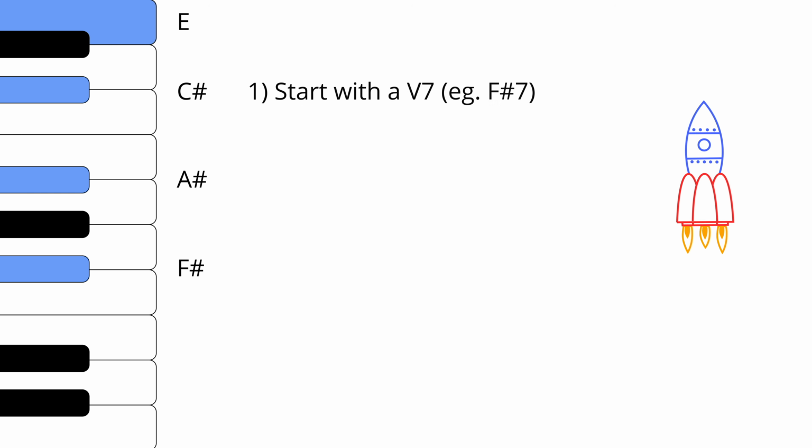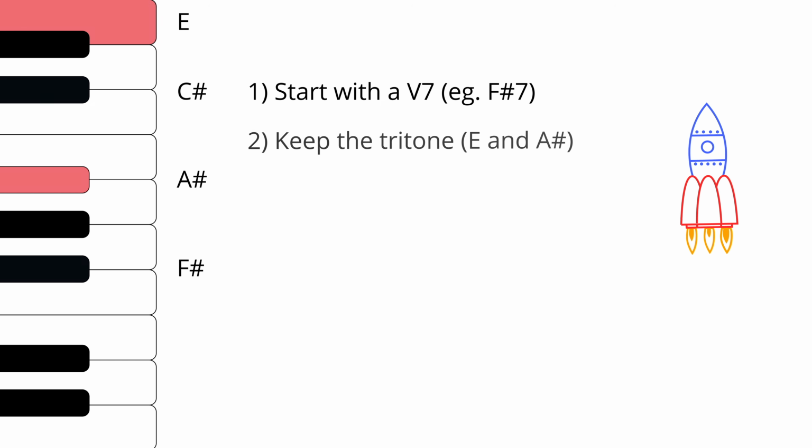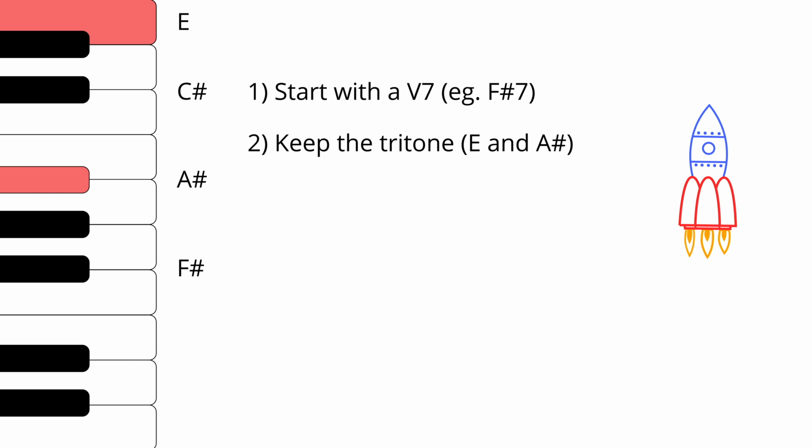But if we want to introduce new sounds and change our musical landscape, then we might consider changing this spaceship with a different one. To create a new chord that is a spaceship that can safely take you home, you just need to: 1. Start with a dominant chord, for example F#7. 2. Keep the engine, which is the tritone, in this case E and A sharp.